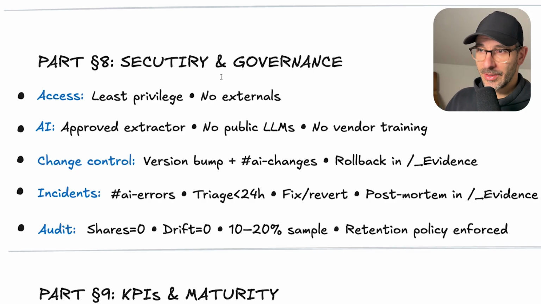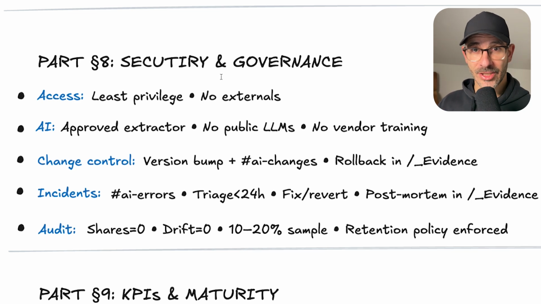As far as the audit goes, turn on your library audit logs. Weekly check. Make sure that external shares equal 0, that the permission drift also equals 0, that you have 10 to 20% sample passes, and that the retention policy is enforced. That's it. Guardrails that fit a small team, and every step leaves a proof in evidence.